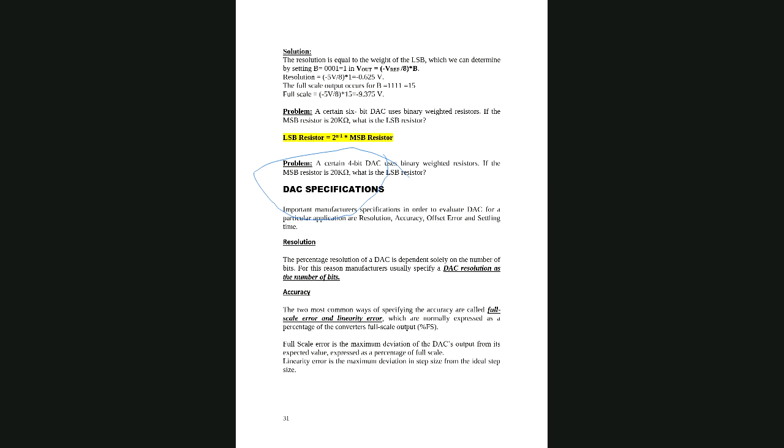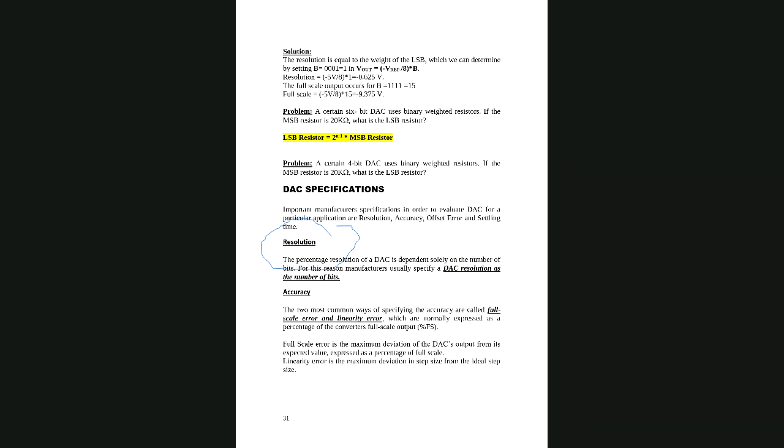So first of all, resolution. We all discussed resolution in detail. By the way, it is not resolution, it is percentage resolution. We are discussing percentage resolution. So we know resolution, we know percentage resolution, and how to calculate it.